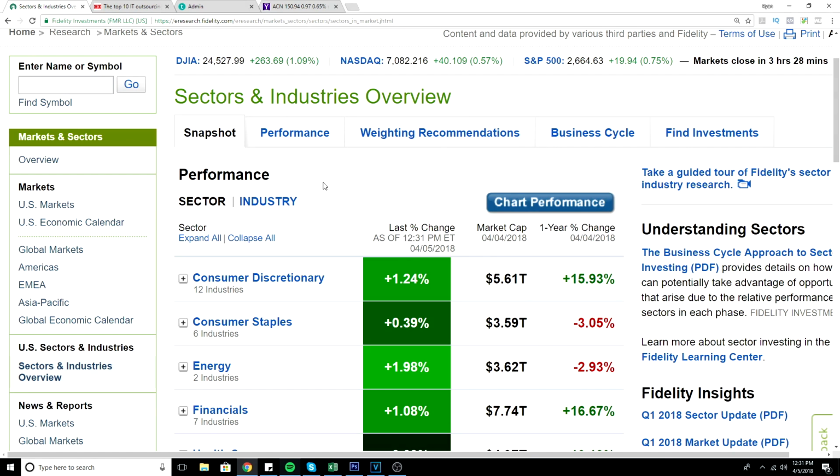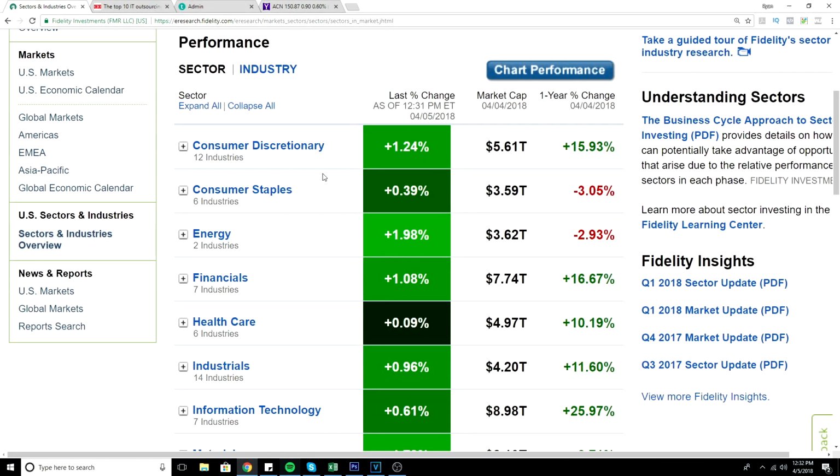But so anyway, I know I've talked about this in the past, sectors versus industries, but a sector is a broader term and an industry is a more specific term as far as business segments. And so, for example, let's use consumer discretionary. That would be a sector. And so first of all, we can get the performance of the sector. This is the percentage change for today. This is the market cap or the value of this sector.